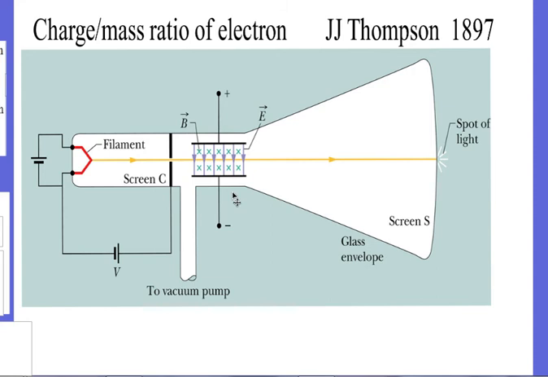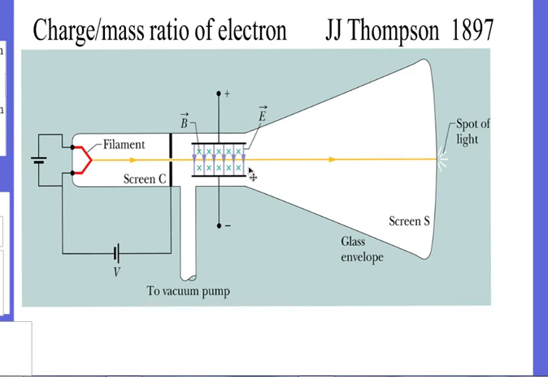Then we send them through this region where I have an electric field, the purple arrows. You can see we have a high potential plate on the top and a low potential plate on the bottom, so the field is down. And also a magnetic field, which is produced by a solenoid. We don't have that shown to us here, but the magnetic field is going away from us.